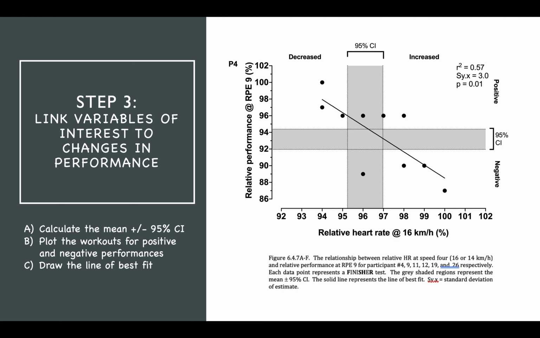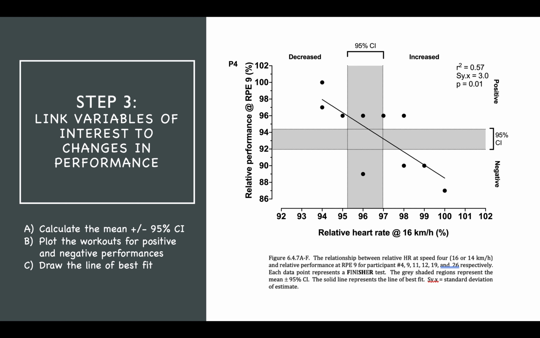Part B in step 3 is to then plot the workouts for positive and negative performances. The data points that you see on this graph are not every single workout that individual did. It's only the workouts where we deemed the performance to be positive or negative. And then we wanted to see what's happening with heart rate on those days where they're having a good performance and a negative performance, and is there a relationship between the two?